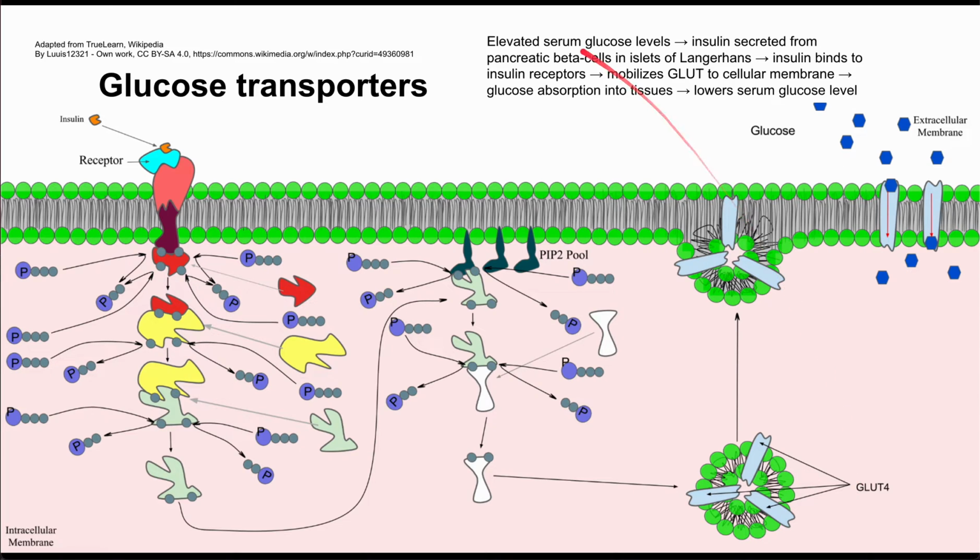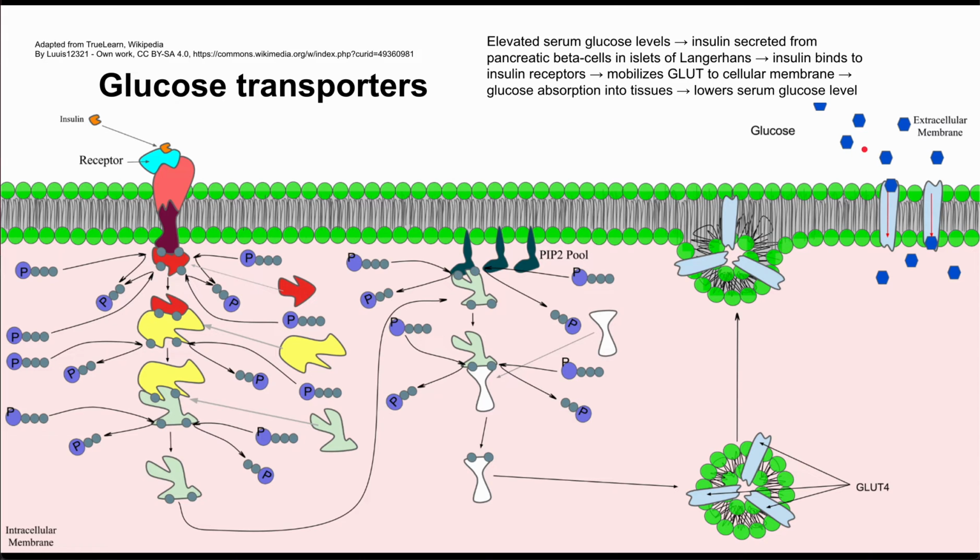In general, this is the pathway that we have, starting with elevated serum glucose levels. Elevated serum glucose levels cause insulin to be secreted from the pancreatic beta cells in the islets of Langerhans. The insulin then binds to insulin receptors, as shown here, and that mobilizes the GLUT receptors to the cell membrane, as shown here. Once the GLUT receptors are in the cell membrane, glucose can be absorbed into tissues, and this then lowers the serum glucose levels.